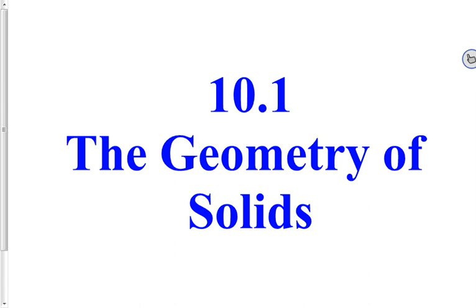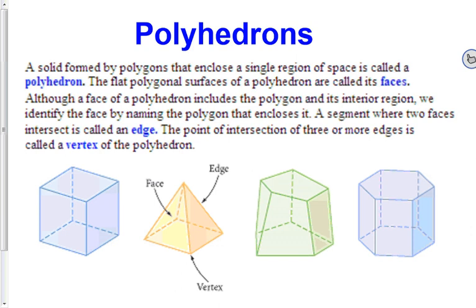Okay, welcome back, everybody. This is section 10.1, and today we're talking about the geometry of solids. So this section is going to have a ton of vocabulary in it. So get that writing hand ready. All right, we're going to start out by talking about polyhedrons. And all of these notes are actually copy and pasted right from our book, so they're very thorough.